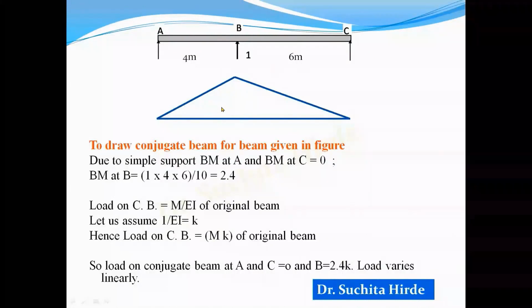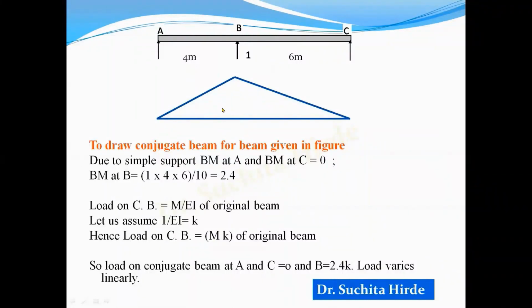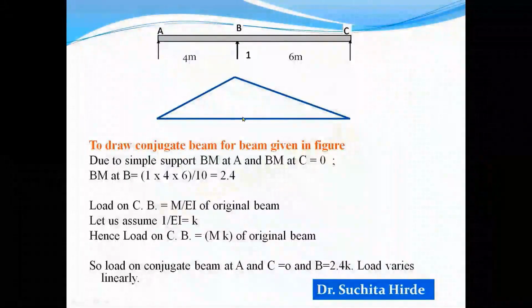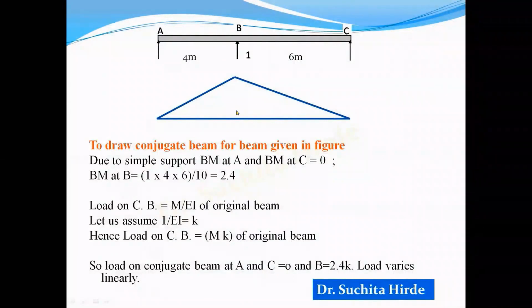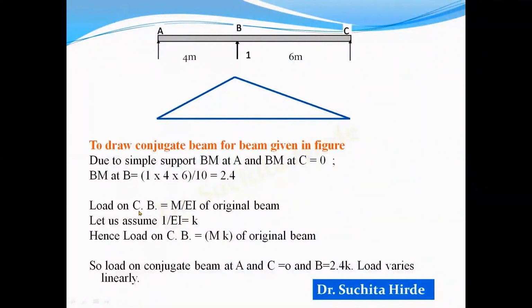So conjugate beam is an imaginary beam which is loaded with the M by EI diagram of the original beam. This is the M diagram. Divide these ordinates by EI. Now the load on the conjugate beam is equal to M by EI of the original beam. This is the theorem of conjugate beam.